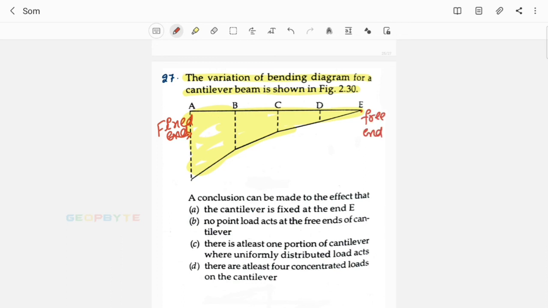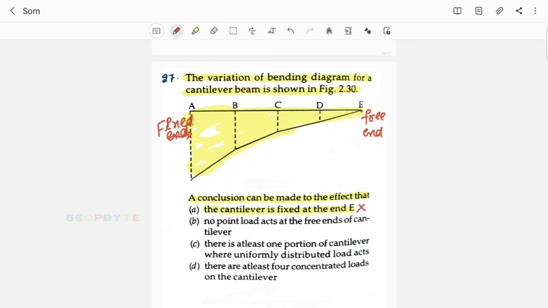Okay. A conclusion can be made to the effect that option A, the cantilever is fixed at the end E. That is not correct. The end E is the free end. Therefore, option A is not correct.